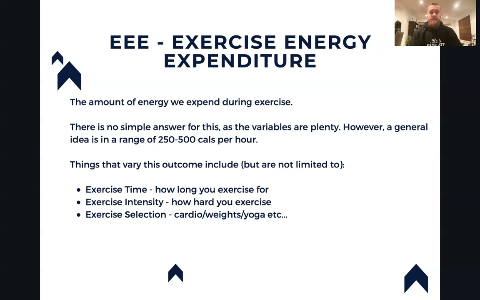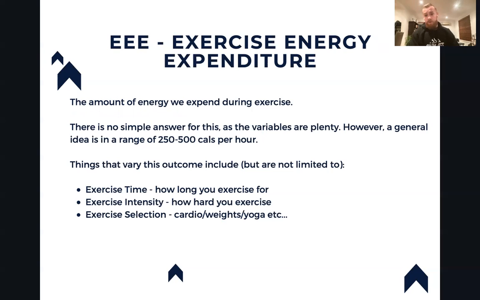Okay, so the general range is probably from about 250 to 500 calories per hour. Now that is, once again, very vague, as there are many variables that could affect this. So things that may vary this outcome include, but are absolutely not limited to, just these.